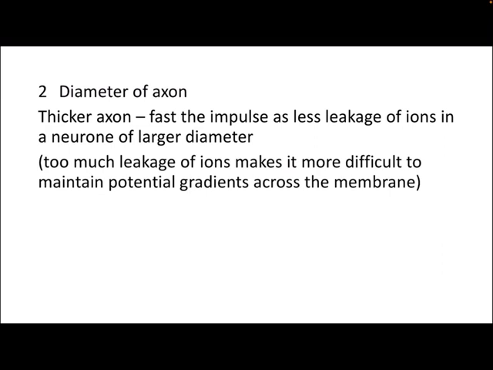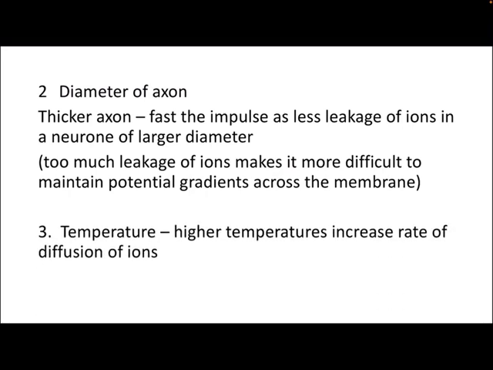Other ways it can be speeded up: the diameter of the axon. So a thicker axon will cause a faster impulse as there is less leakage of ions in a neuron that has a larger diameter. Ones who have a smaller diameter, there's too much leakage of ions, which makes it much more difficult to maintain the potential gradients across the membrane. Higher temperature will increase the rate of diffusion of ions and therefore increase the rate that depolarization could occur.